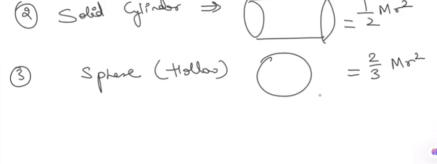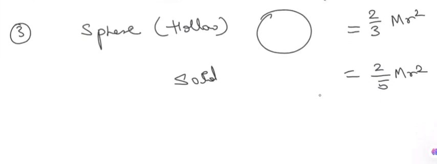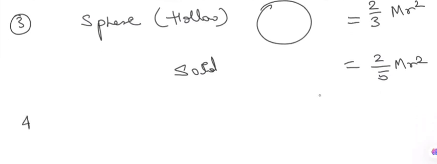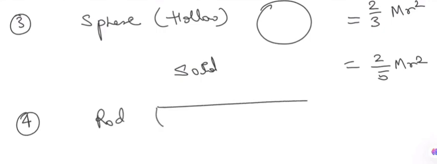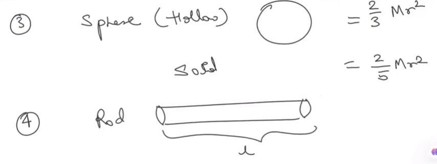Now let me write for solid also in the same way. So for solid it will be 2 by 5 m r square. Now if I have been provided with a rod which is having a length L, and it is having a mass M.